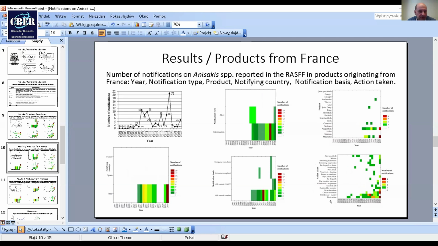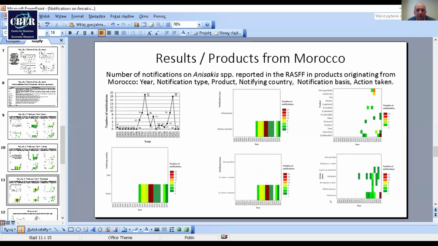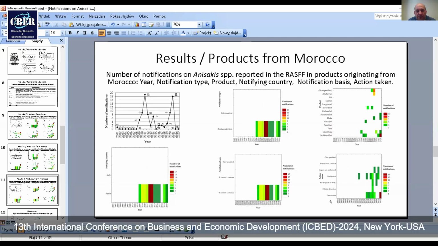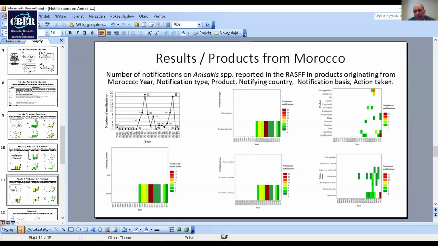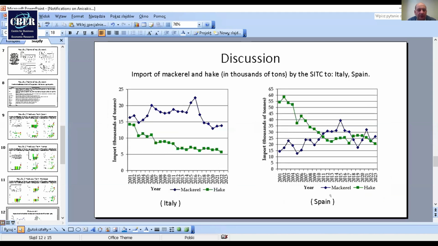Maybe I will omit this because we have an hour for our session in this time. And I will present only the notifications from Morocco. It is a country in North Africa, not in the European Union, but we also had many notifications from this country concerning this parasite. So we can see here border rejection. And this rejection was linked to scabbard fish and was made by Spain. And it was border control after which the consignment was detained, and finally destroyed.